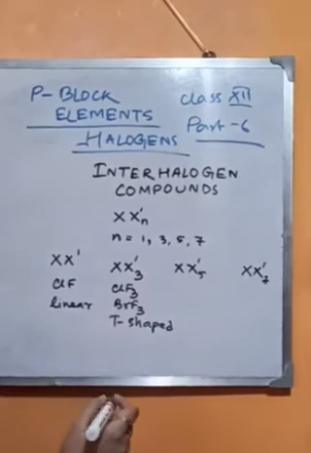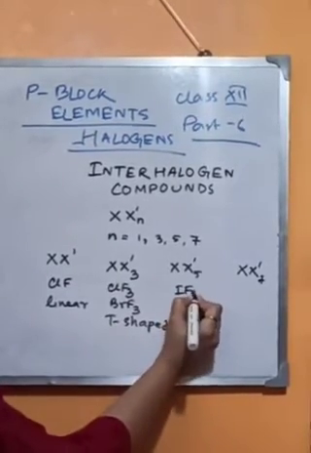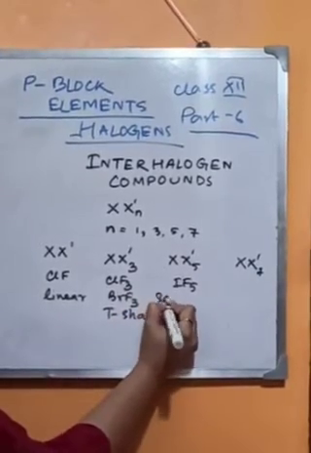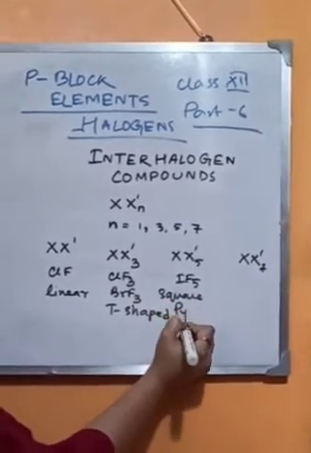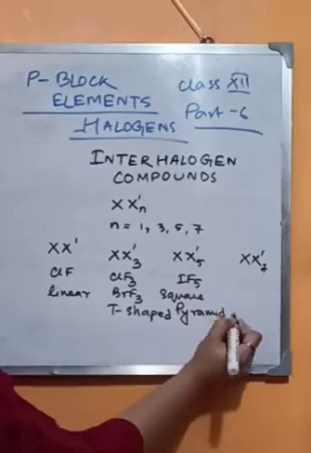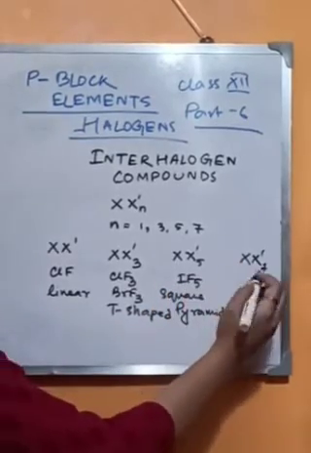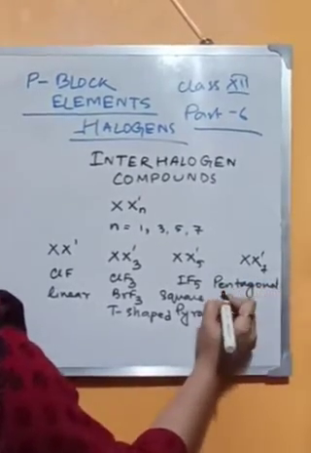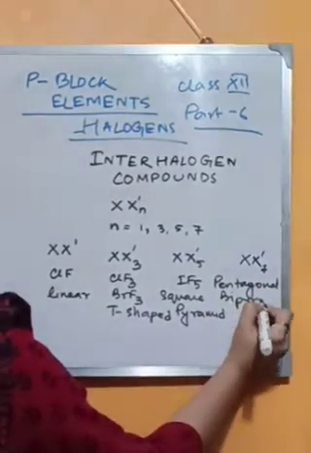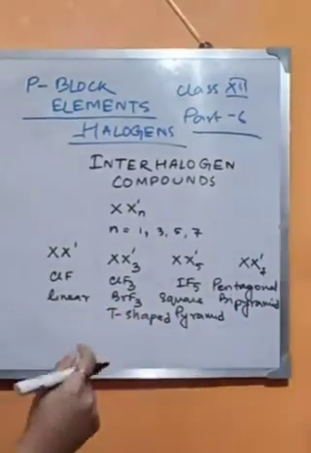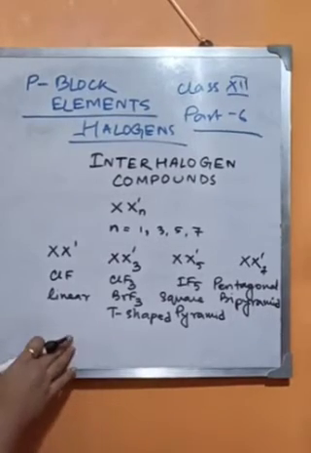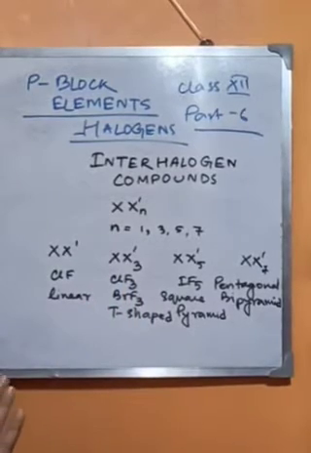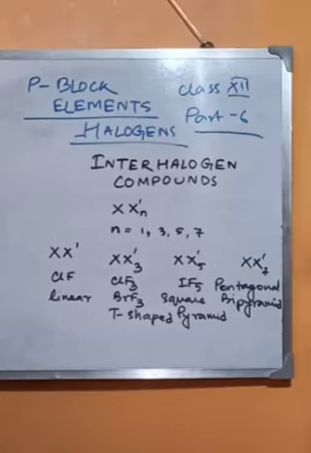For XX'5, the geometry is square pyramidal. For XX'7, it is pentagonal bipyramidal. Okay, these are the 4 different types of interhalogen compounds. Okay, now let us come to the next part.